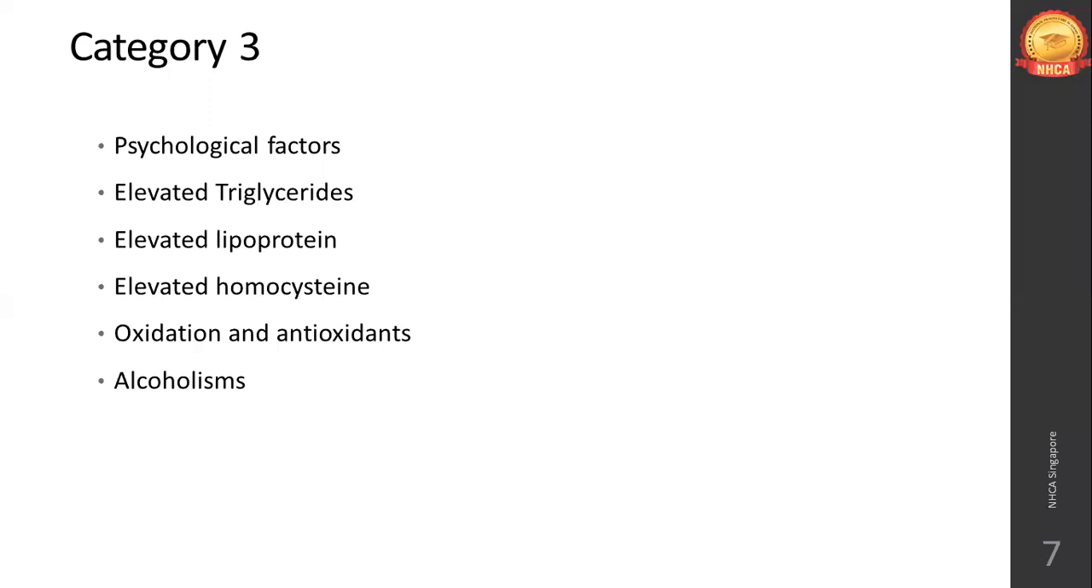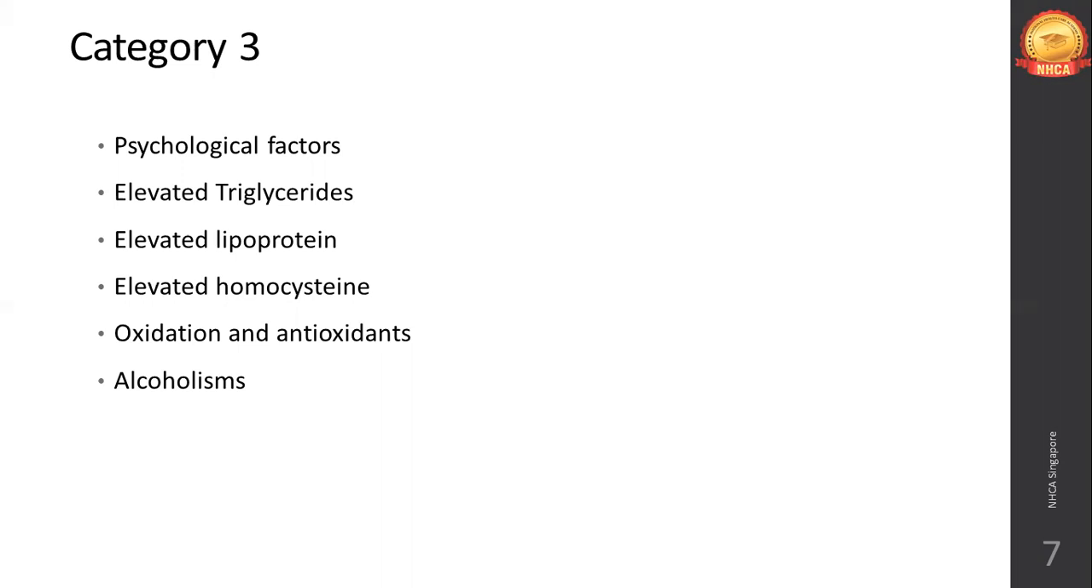Category 3, psychological factors. This is depression, stress, social isolation. In these situations, naturally your exercise reduces. You don't work out, you don't go out. So poor relationships with your family, with your friends can also literally hurt your heart. It could lead to heart diseases. Having a good social circle is important.